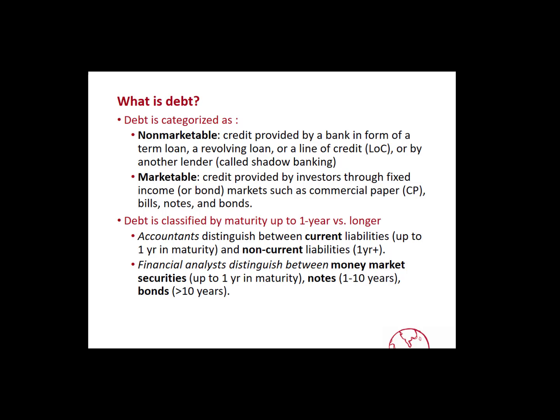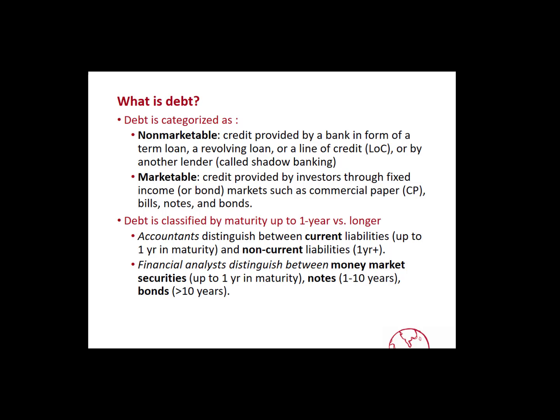We're going to classify it in several different ways. The one classification is whether it is marketable or non-marketable. Non-marketable means it's directly borrowed from a bank or other creditor in the form of, say, a term loan or revolving loan. Marketable debt is debt that actually trades in financial markets, and in particular in the bond or fixed income markets. It could be bonds if they're longer than 1 year maturity, but it may take another form such as commercial paper or bills if they're shorter than 1 year maturity.